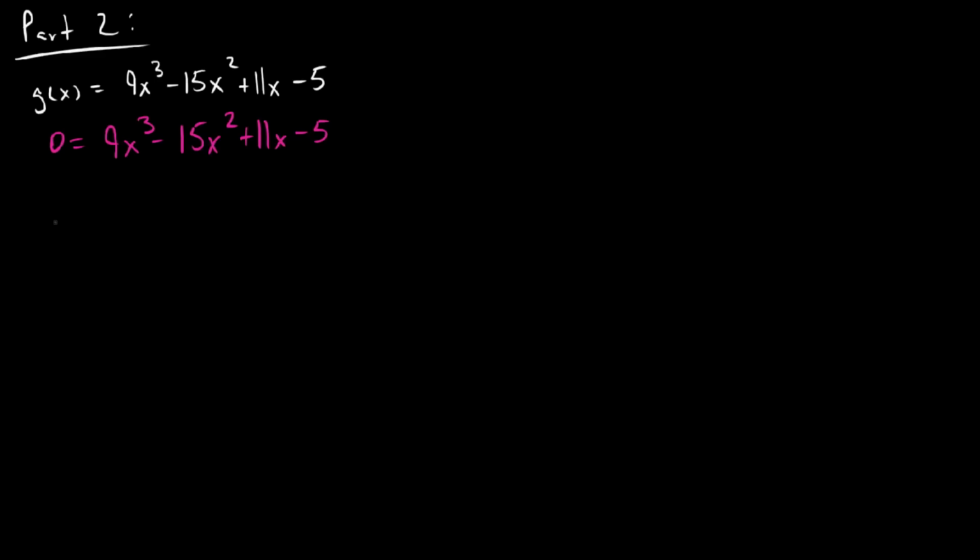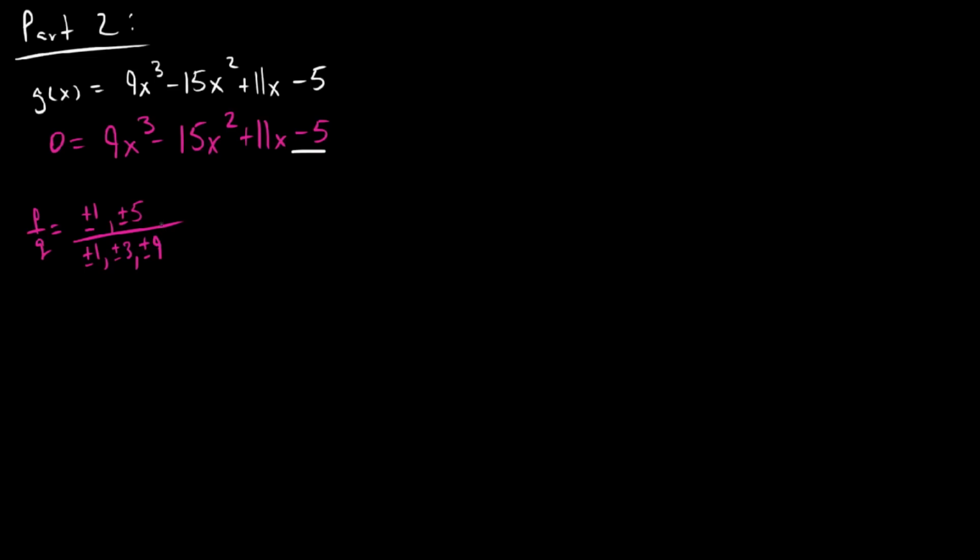rational roots test. Let's generate our list of potential rational roots, which are of the form p over q. P being the factors of the constant term here, -5. Those factors are plus or minus 1 and plus or minus 5. And the factors of 9 are plus or minus 1, plus or minus 3, and plus or minus 9.